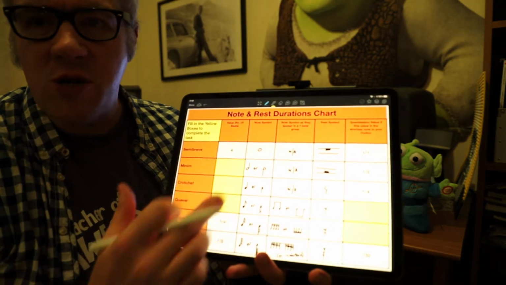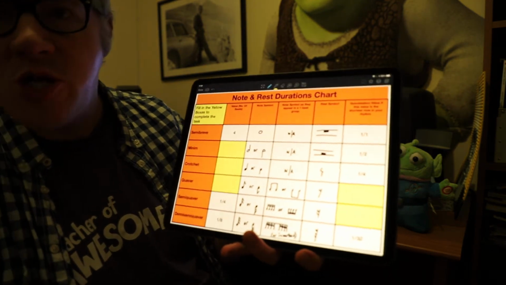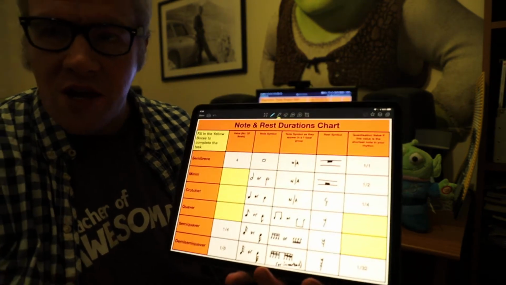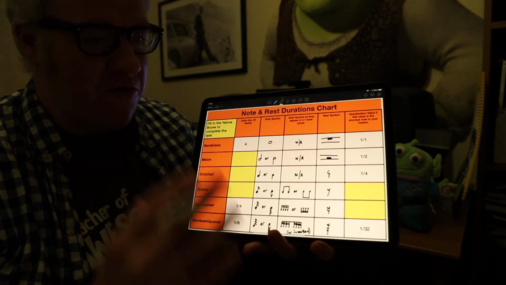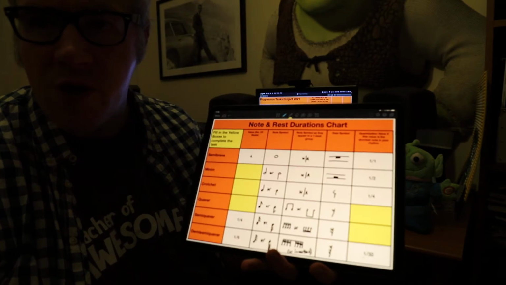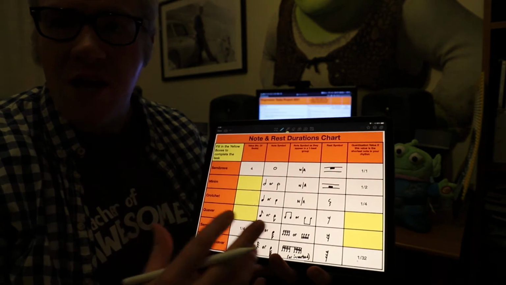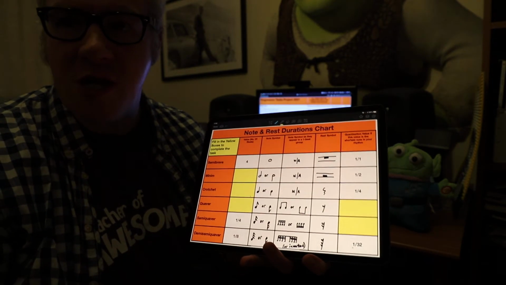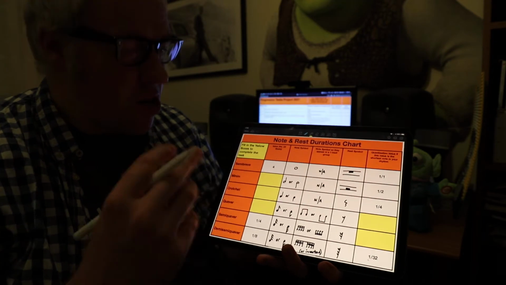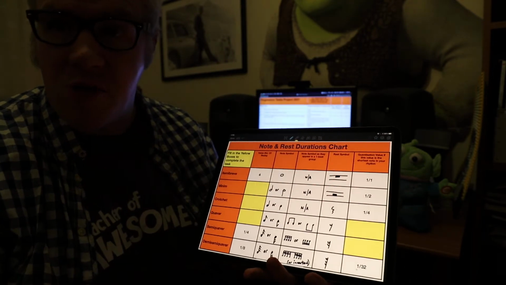Okay, this is the help video for task 2 of the progression tasks project, and in this task we're going to use this, which is the note and rest durations chart. I've been really kind to you because I've filled in much of the chart to begin with, and what's really important is you know it's there, and as you continue with your other tasks you're able to go and look things up later.